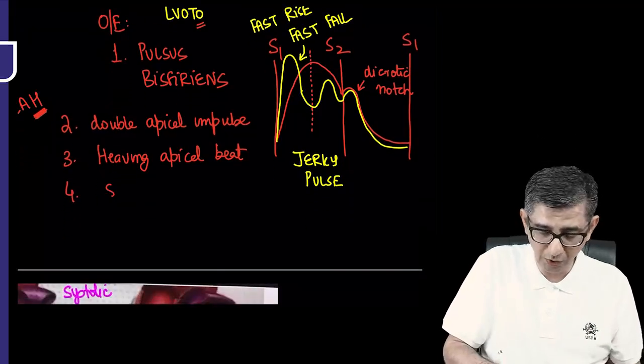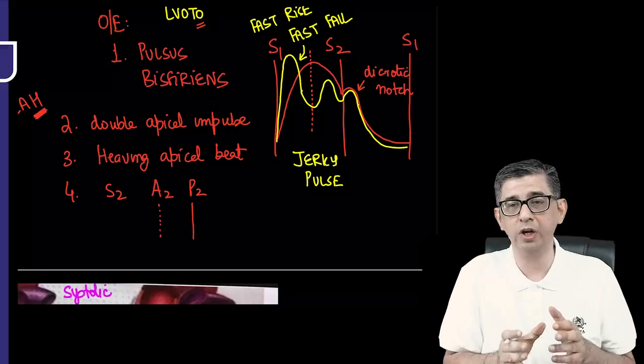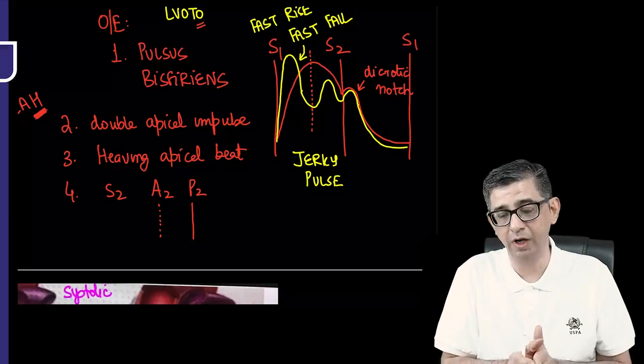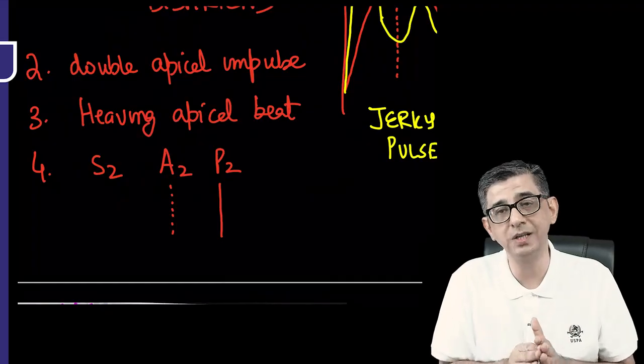For second heart sound, what you need to remember is that in second heart sound, there would be two components, that is aortic and pulmonic valve closure. I mean, the aortic valve closes first, then the pulmonic valve. And the usual time lag between the two is approximately 30 milliseconds.